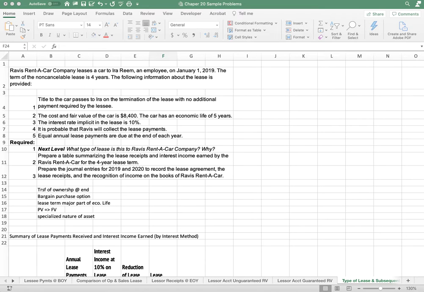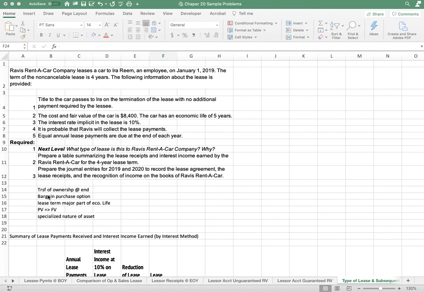Title to the car passes to Ira on the termination of the lease with no additional payment required by the lessee. The cost and fair value of the car is $8,400, and it has an economic life of 5 years. The interest rate implicit in the lease is 10%. It's probable that Ravis will collect the lease payments. Equal annual lease payments are due at the end of each year. What type of lease is this to Ravis Rent-A-Car Company and why?